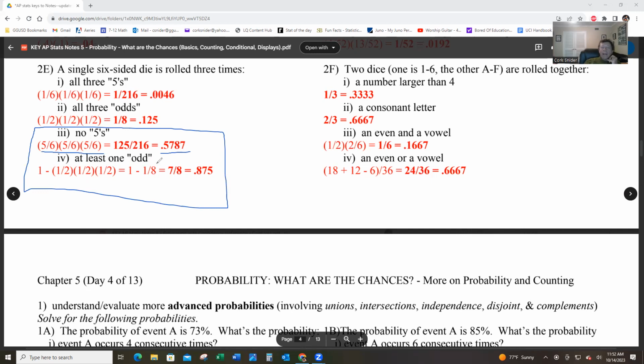And then at least 1 odd. Now, at least 1, please memorize this. At least 1 is 1 minus none. So odds are 50%. So the evens are 50% as well. So these 3 numbers is actually the probability of getting an even number. 1 minus all evens will give you the probability of at least 1 odd. Okay? And that's going to show up a lot more in day 4 of our lesson, the at least 1 stuff. So if you don't pick it up there, it's going to show up a lot in day 4.